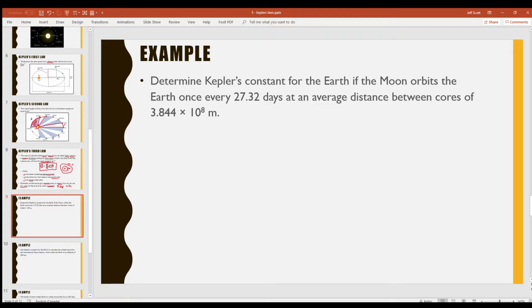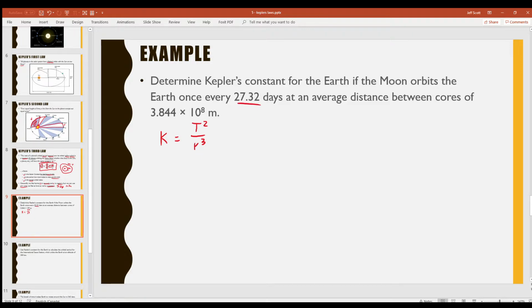All right, so we're going to get some practice finding Kepler's constant. And this time it's going to be for the Earth if the moon is orbiting the Earth once every 27.32 days at an average distance between the cores of 3.844 times 10 to the 8 meters. Now again, Kepler's constant for the Earth would be the same whether it's the moon orbiting Earth, a satellite orbiting Earth, the space station orbiting Earth, anything orbiting Earth is going to have the exact same Kepler's constant here. And again, Kepler's constant, capital K, is T squared divided by R cubed.